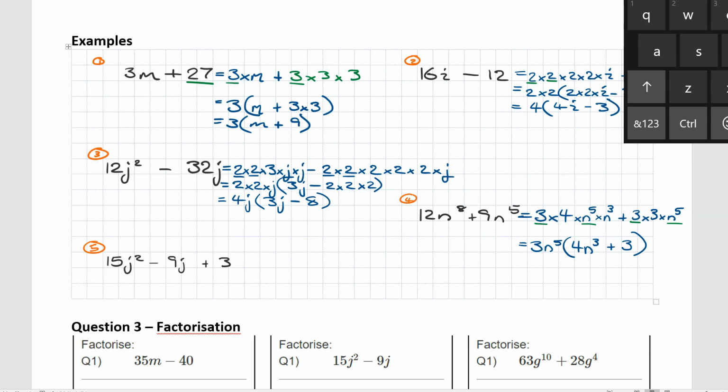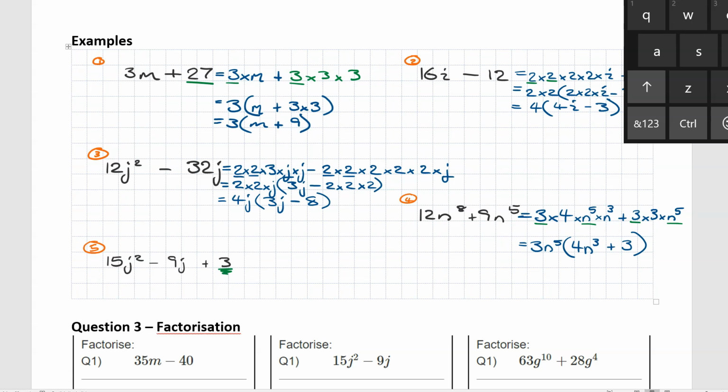Now, looking at question 5, we've got 15j squared minus 9j plus 3. So we've got an expression and there are 3 terms in it. In this one, we're going to use a similar method to what we used in question 4, but we're going to apply it to all 3 terms. So looking at these, we ask ourselves, what is the highest common factor between 15, 9, and 3? And luckily enough, we're looking at it right here.